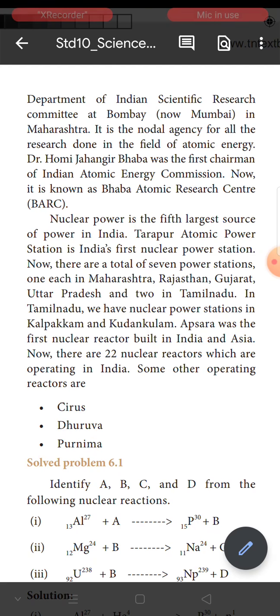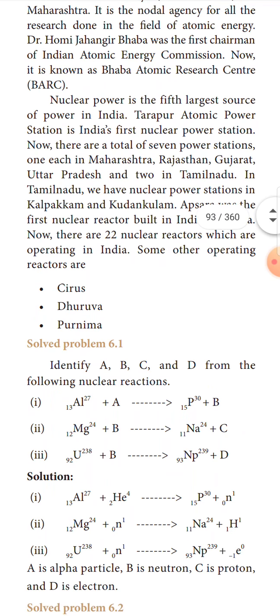Nuclear power is the fifth largest source of power in India. Tarapur Atomic Power Station is the first nuclear power station in India. Now there are a total of 7 nuclear power stations: one each in Maharashtra, Rajasthan, Gujarat, Uttar Pradesh, and 2 in Tamil Nadu. In Tamil Nadu, we have nuclear power stations in Kalpakkam and Kudankulam.